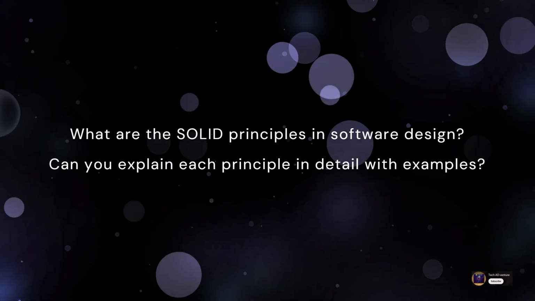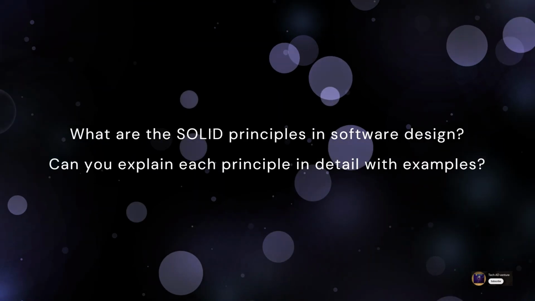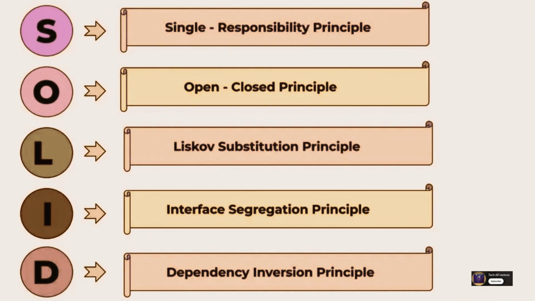What are the solid principles in software design? Can you explain each principle in detail with examples? The solid principles are a set of 5 design principles intended to make software designs more maintainable, flexible, and scalable. Each letter in solid stands for a specific principle. Let's break down each principle with simple explanations and examples.